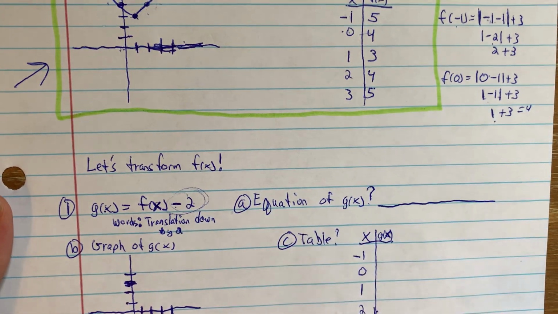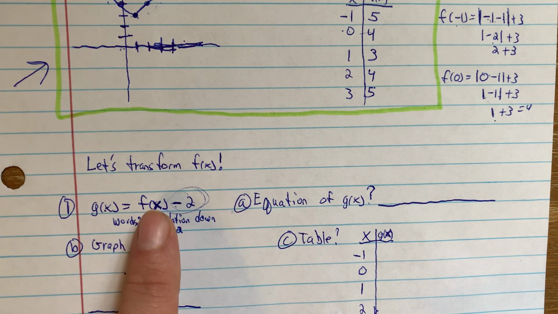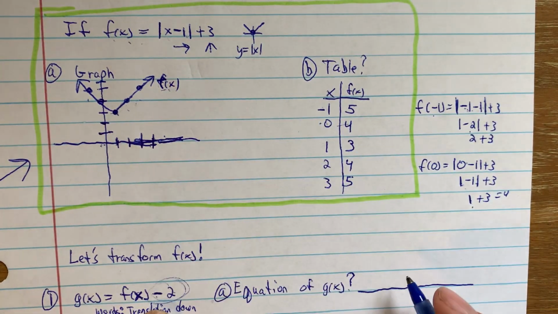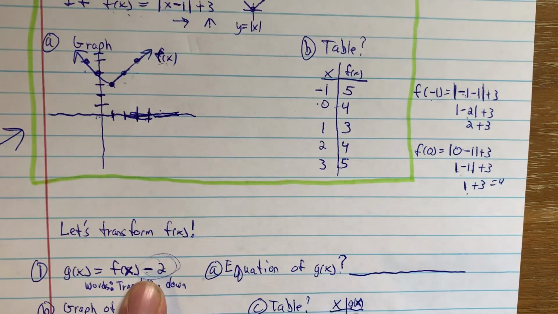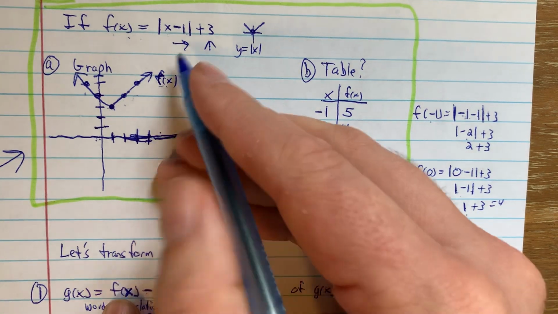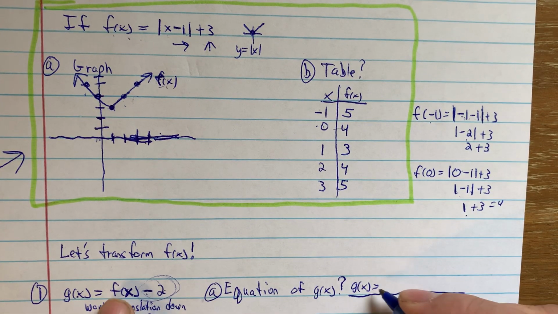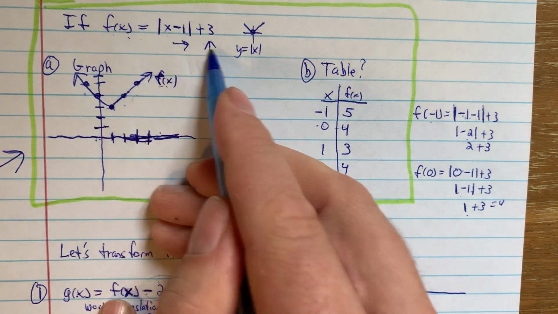So it's a translation down by 2. Now, let's actually look at how this is going to change the equation. So g of x is f of x minus 2, okay? So I'm going to rewrite it with f of x, what this equation is, plugged in. g of x equals, f of x is this.